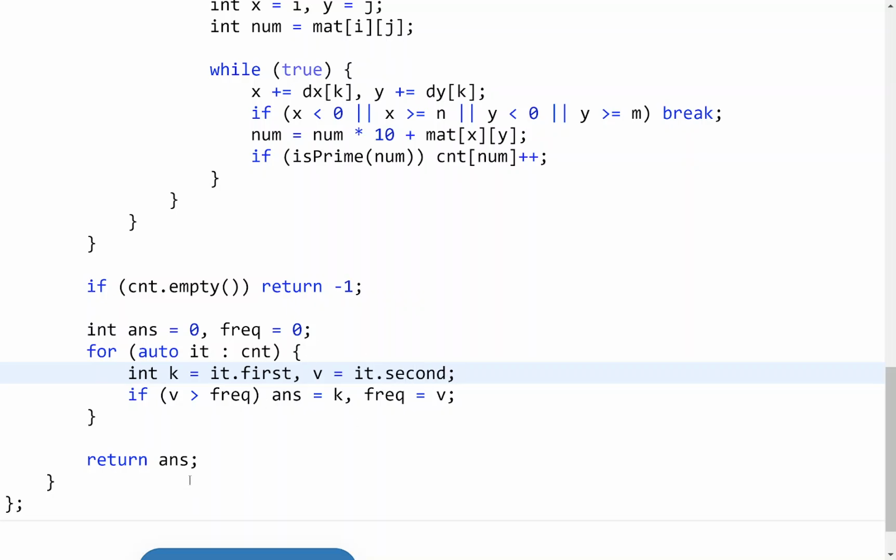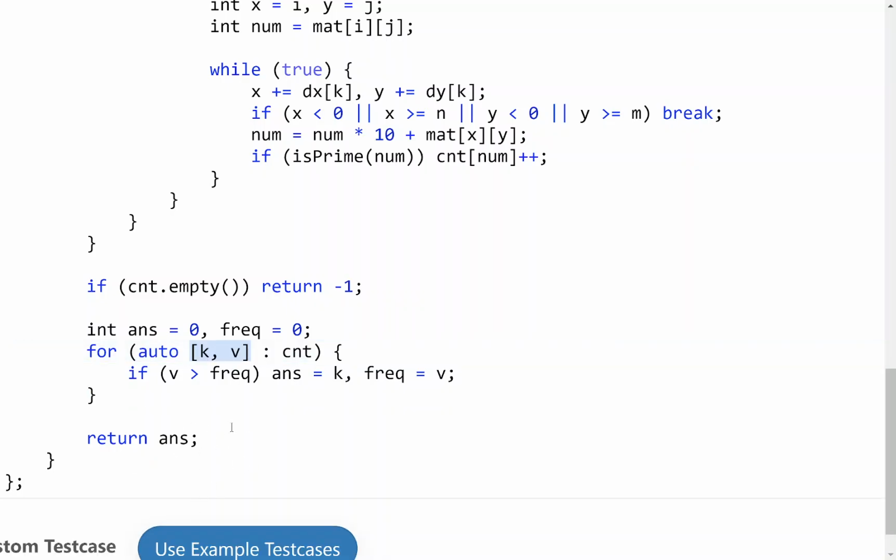And if you have a modern C++ compiler, like LeetCode has, then you can use this syntax for destructuring. If you were writing auto it, it would have been a pair of integers. If you just write k comma v inside the brackets like this, then the first value of it is stored inside k and the second inside v. So k is the prime number we have and v is the frequency of that number.